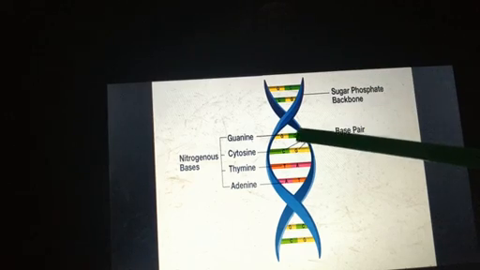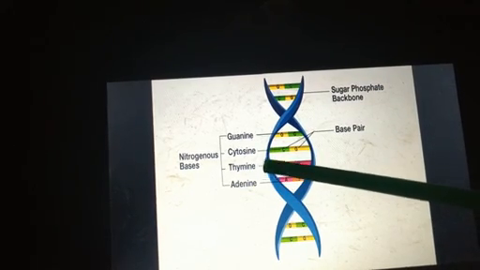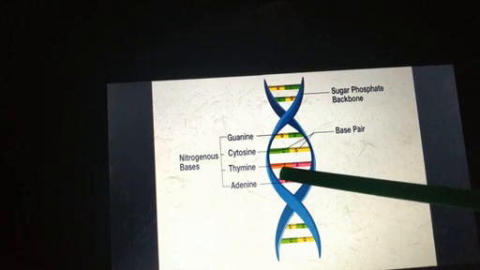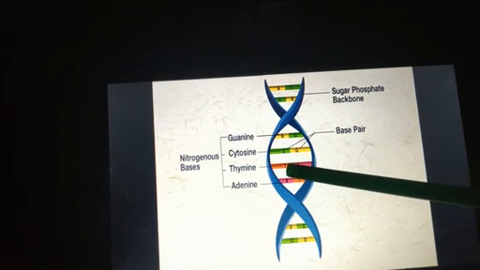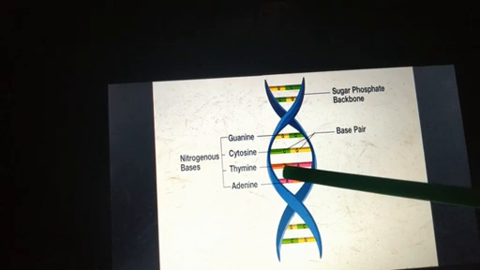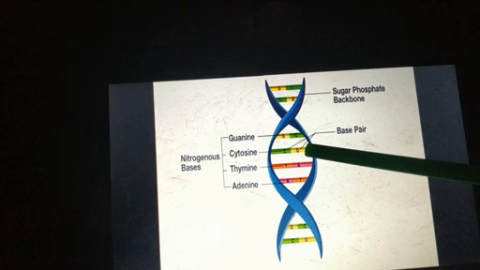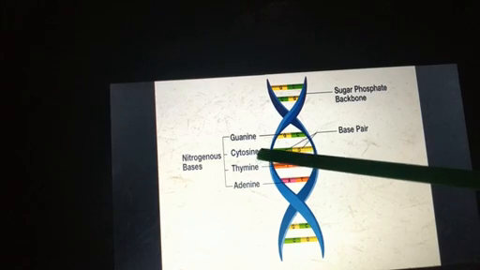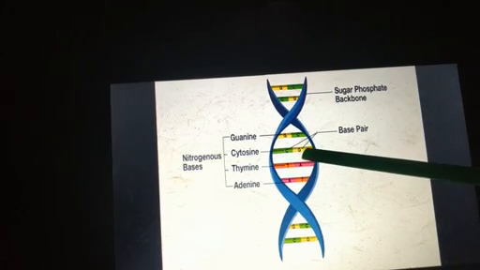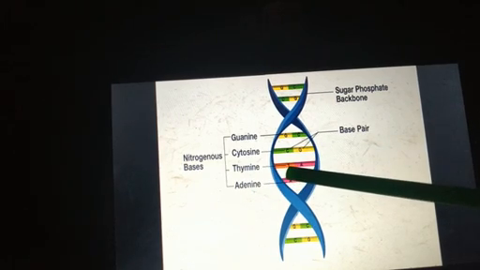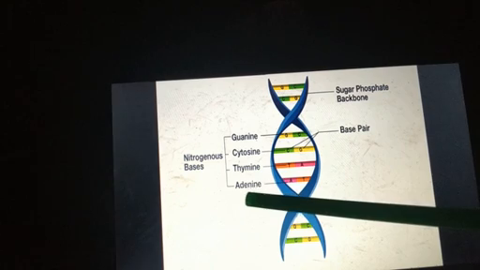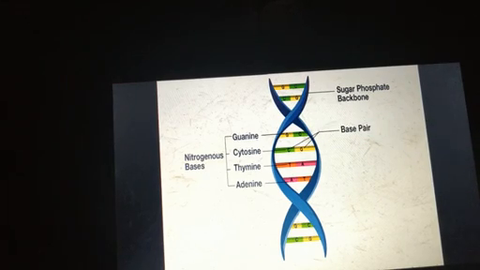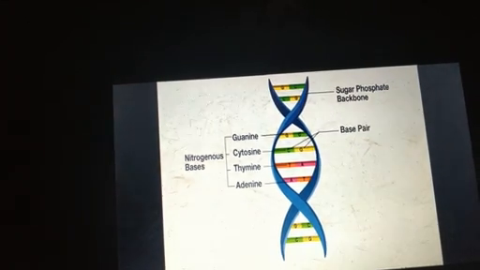Now these nitrogenous bases are complementary to each other, which means with A, the complementary pair will be T. Always T will be present with adenine, the thymine. And with G, always cytosine, C is present. So if C is present, then here the complementary pair will be guanine. If T is present, then the complementary pair will be A, that is adenine. So these nitrogenous bases are complementary to each other.